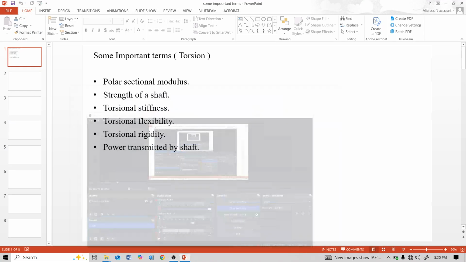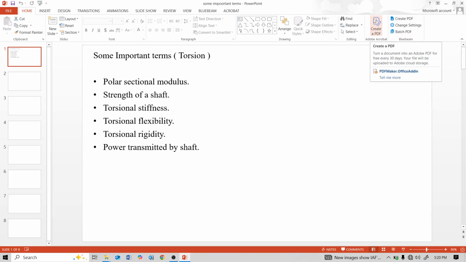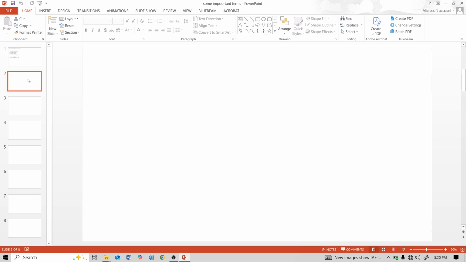Today in this video lecture, we will see some important concepts related to chapter 3 of torsion. First important term is polar sectional modulus. Second, strength of a shaft. Third, torsional stiffness. Fourth, torsional flexibility. Fifth, torsional rigidity. And last is power transmitted by shaft. So, we see first polar sectional modulus.